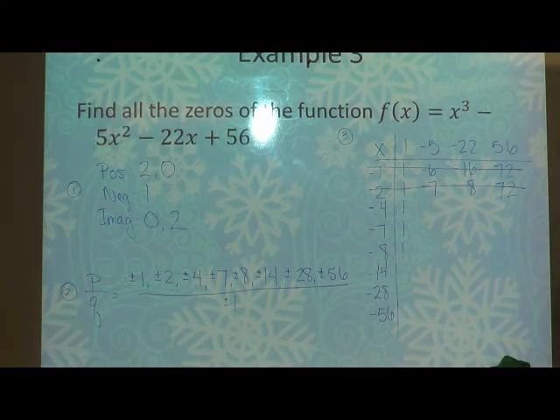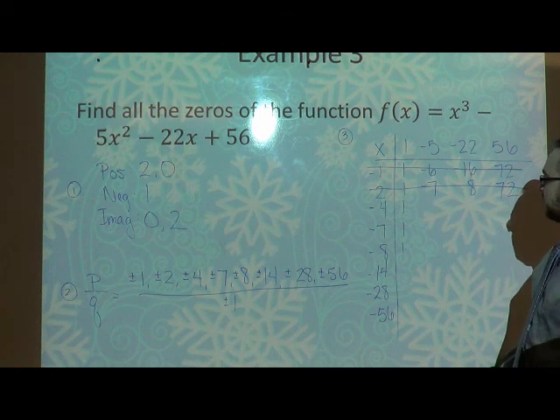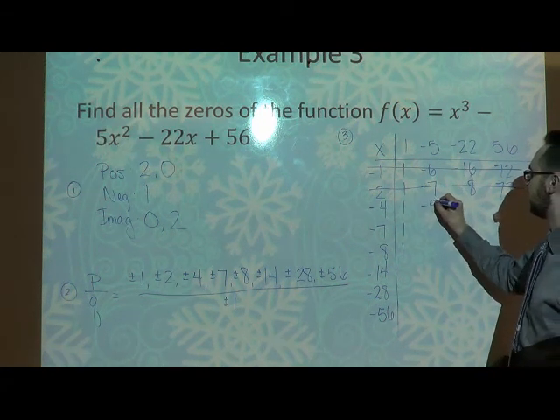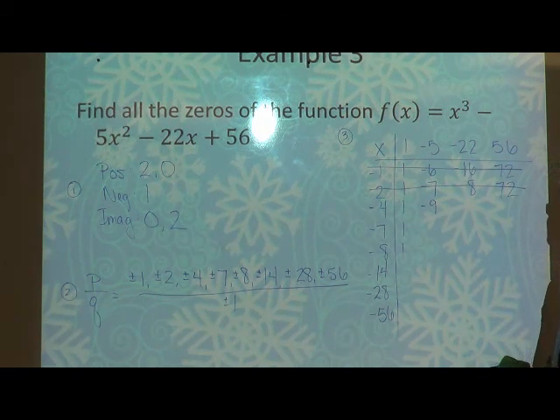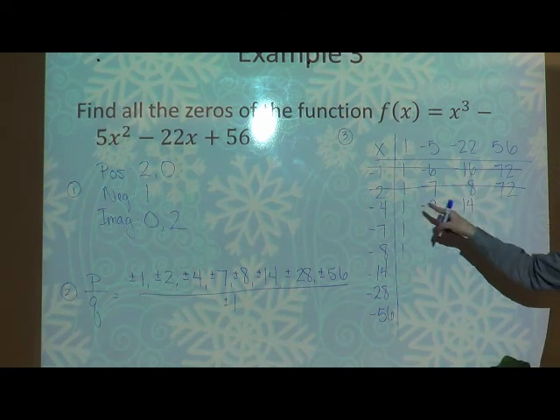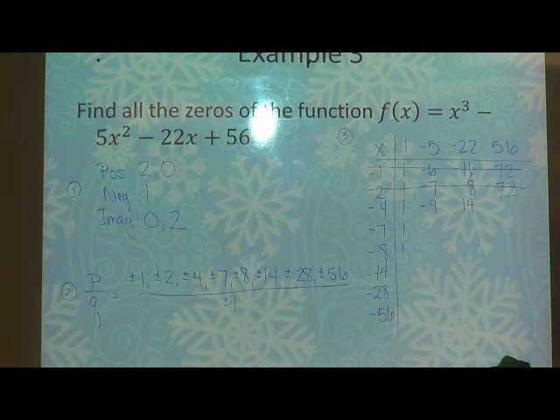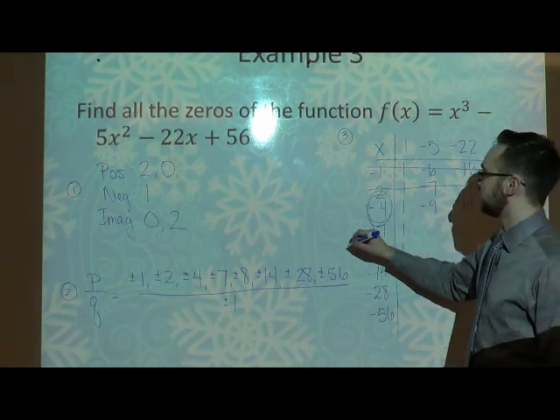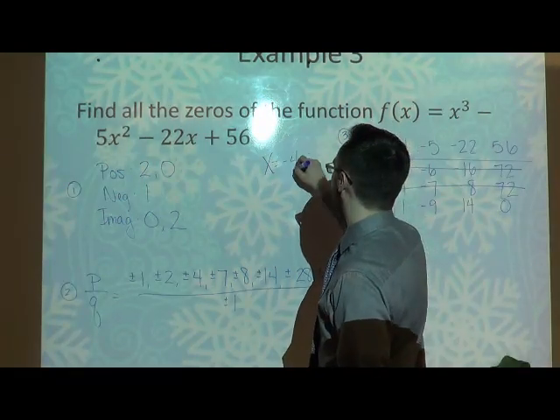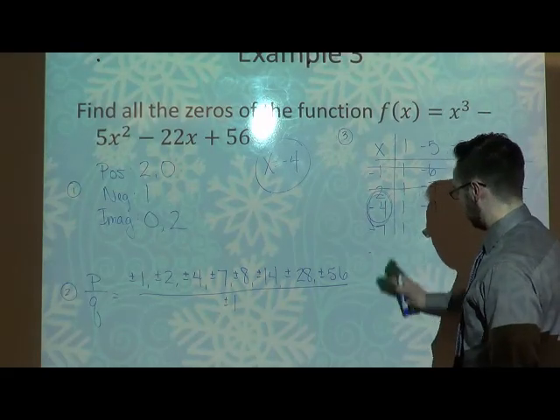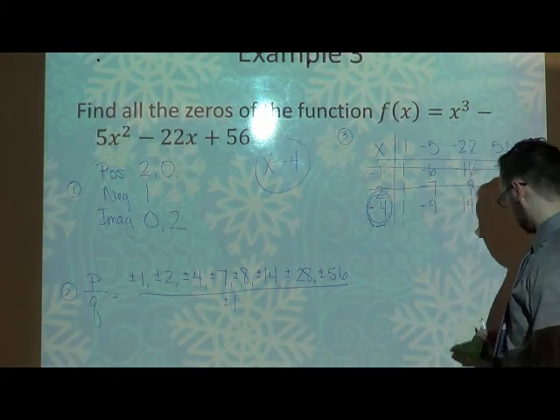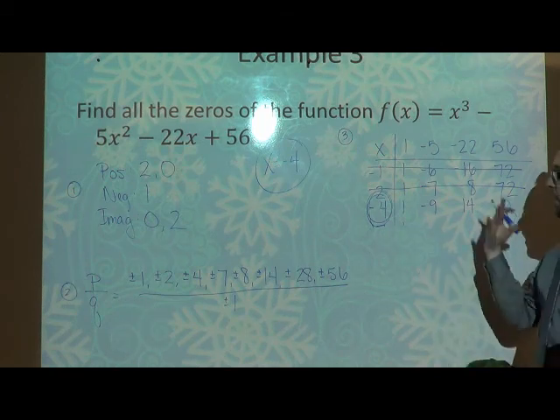That doesn't work. 1 times negative 4 is going to be negative 4, plus negative 5 is negative 9. Negative 9 times negative 4 is a positive 36, plus a negative 22 is going to give us a positive 14. 14 times negative 4 is going to give us a negative 56, plus 56 will give us 0. So my one negative solution is x equals negative 4. That's my one guaranteed real rational root. So now I can get rid of the rest of this because that doesn't matter to me anymore, because I found it. So there are no more negatives.